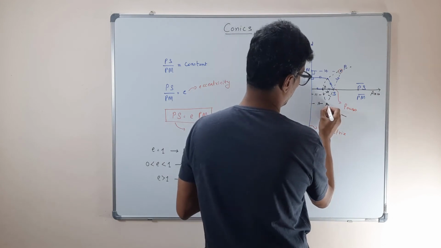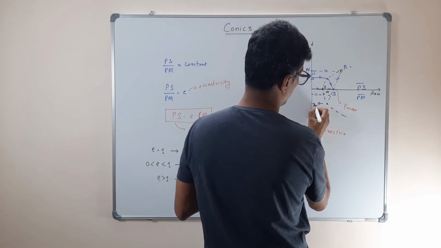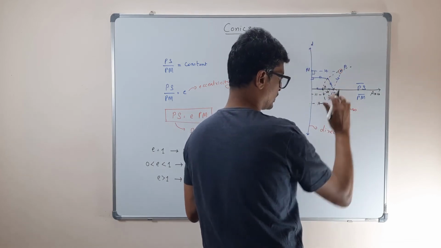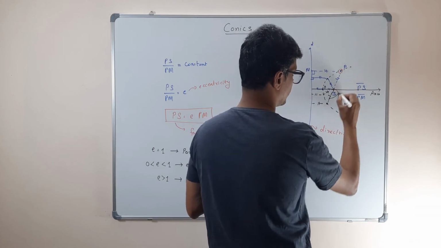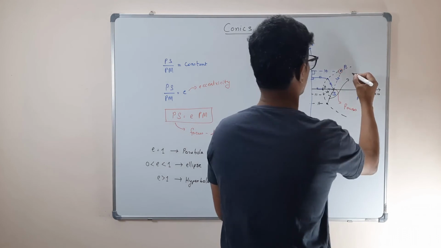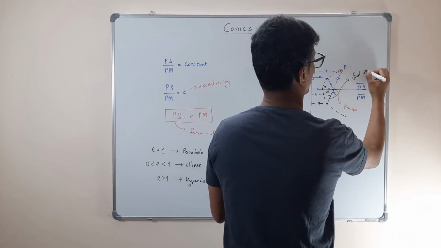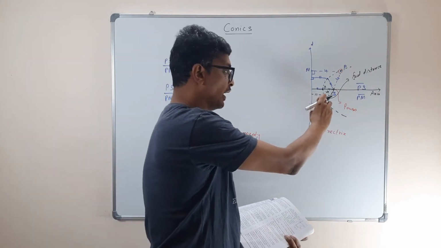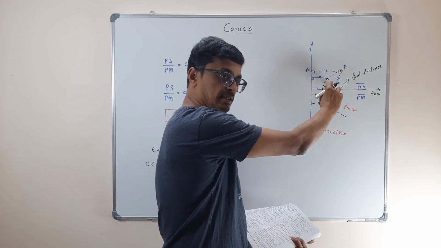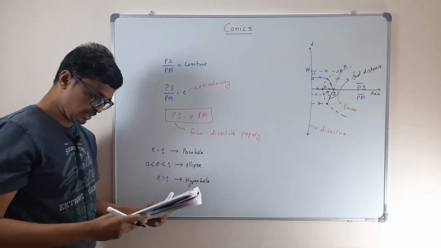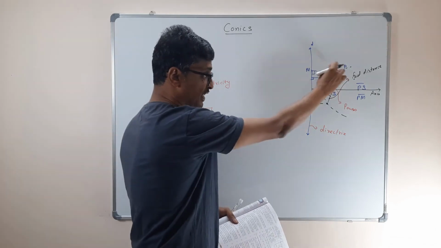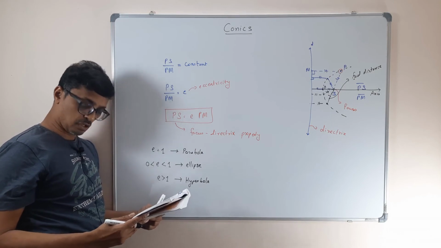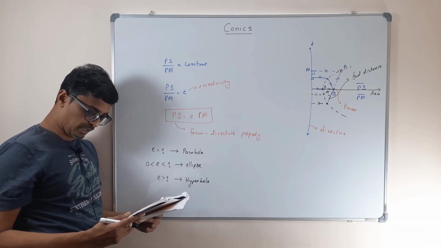So what is it? Take a point on the conic. This distance from the focus is called your focal distance. Any point on the conic and the distance from that point to the focus is your focal distance. If it is a circle, this S is always going to be constant. Next, focal chord: the chord of a conic section passing through its focus is called the focal chord.